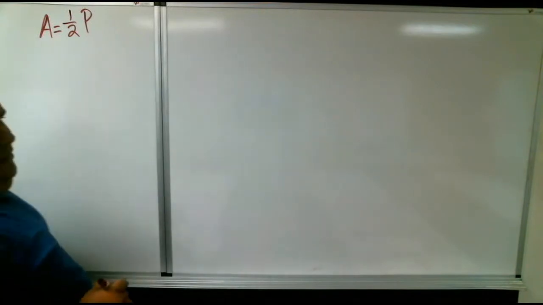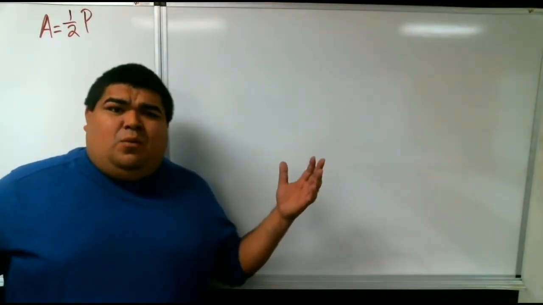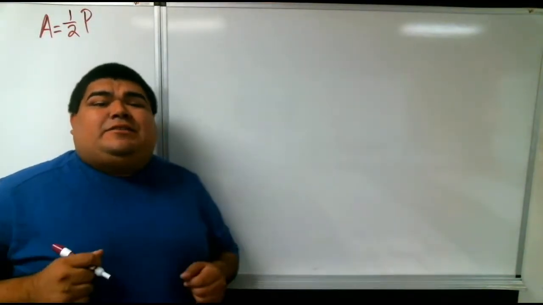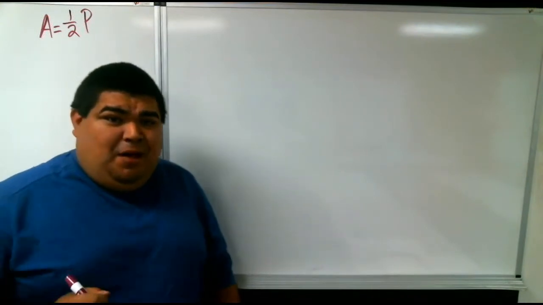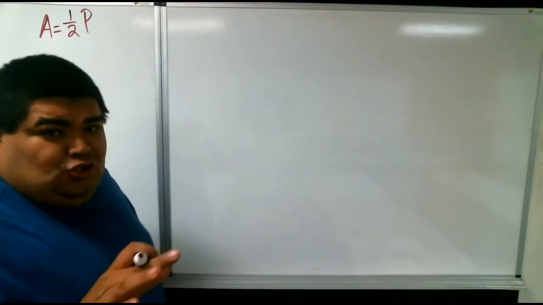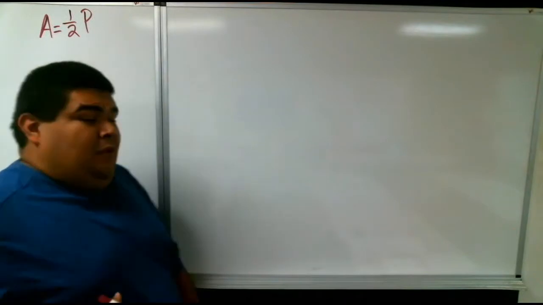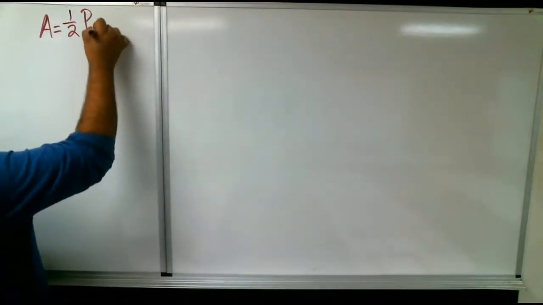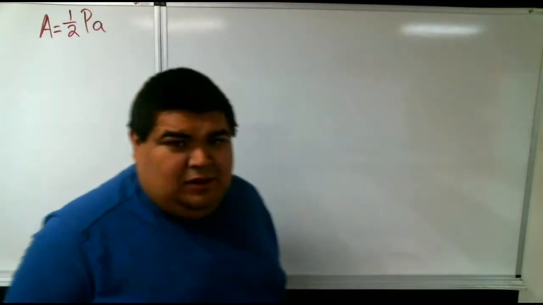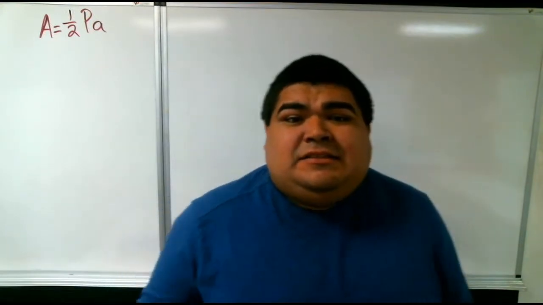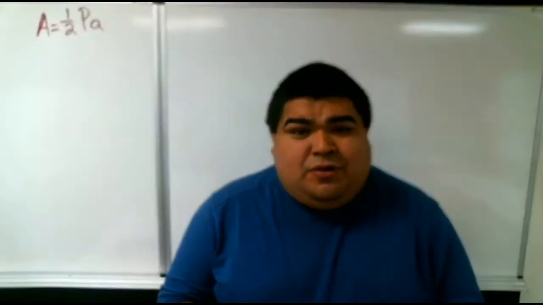P. You might ask yourself, what is P? P is the perimeter of the polygon. I'm going to show you in a minute what I mean. Also, a, the a is your apothem.